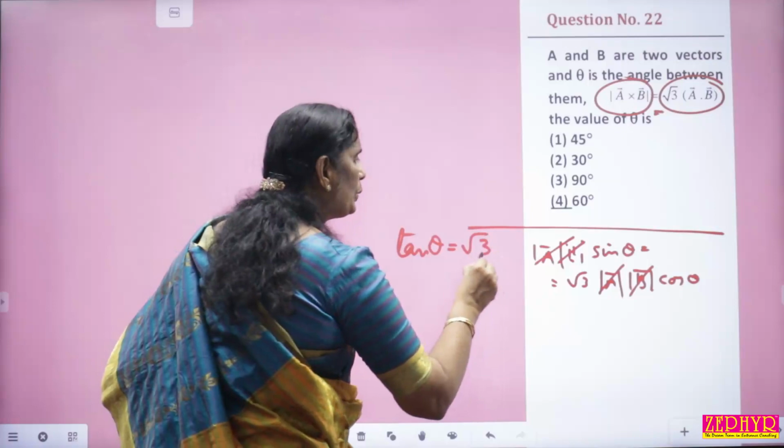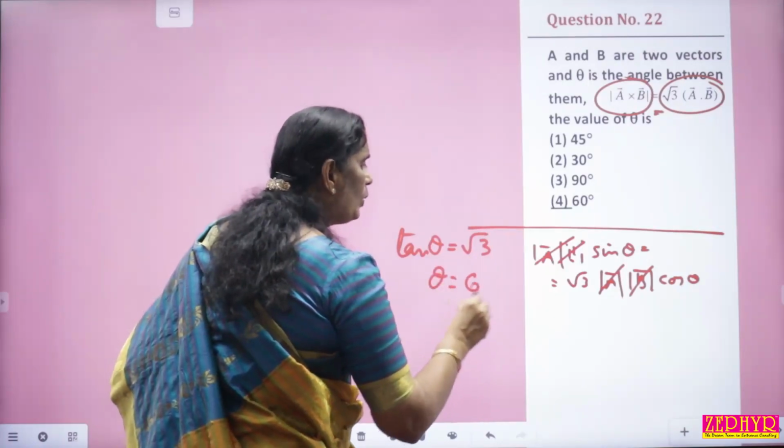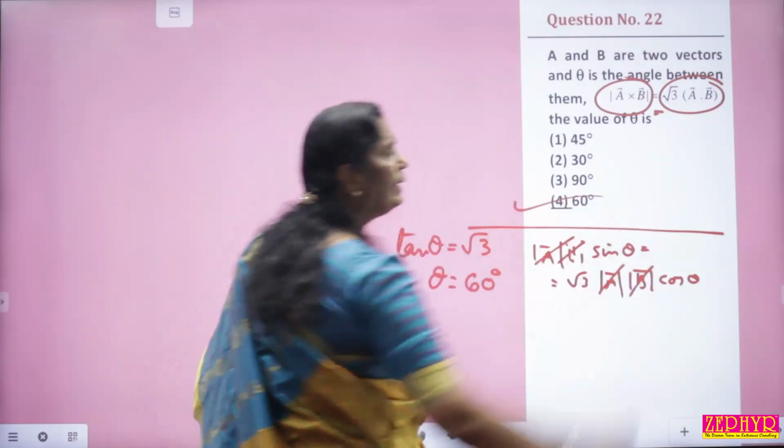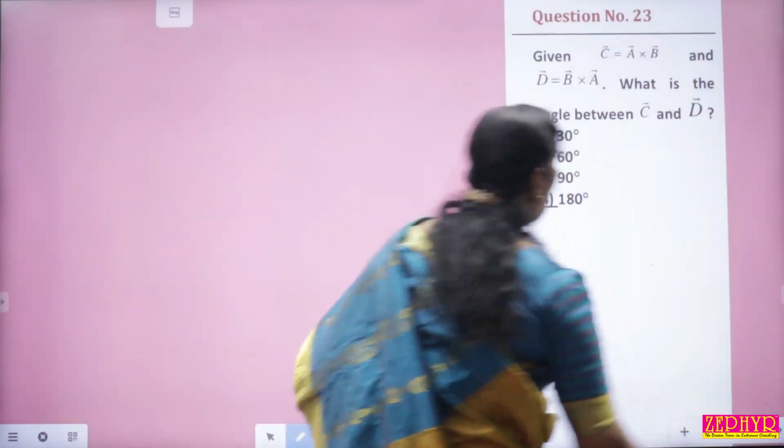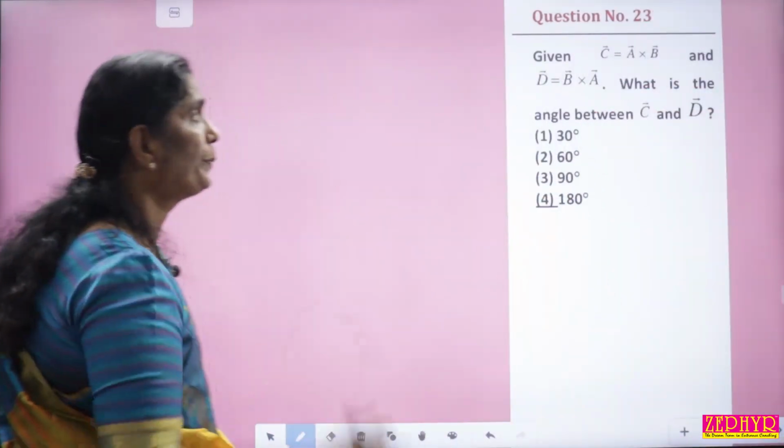Tan theta will be root 3. So theta will be equal to 60 degrees. Theta will be equal to 60 degrees like that. Okay. Next.